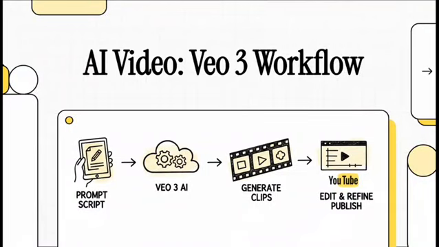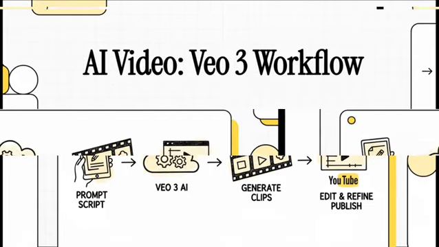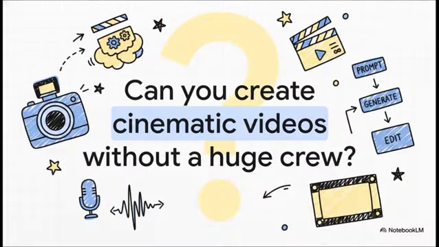All right, what if I told you that you could create a 20-minute, super cinematic YouTube video without ever touching a camera? Sounds kind of wild, right? Well, today, we're going to pull back the curtain on the professional workflow for Google's brand new AI, VEO3, which makes this exact thing possible. We're going to break down the whole shebang, from a spark of an idea all the way to a polished final video.